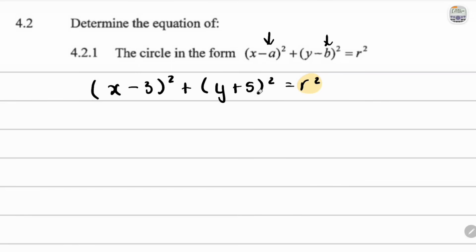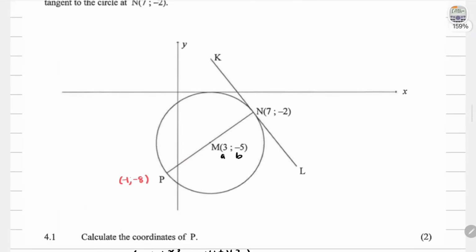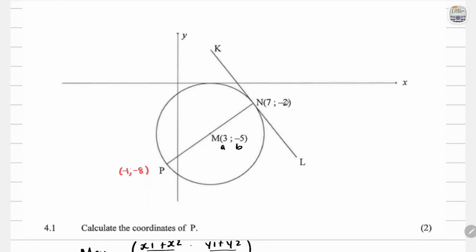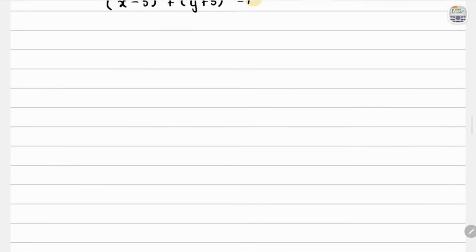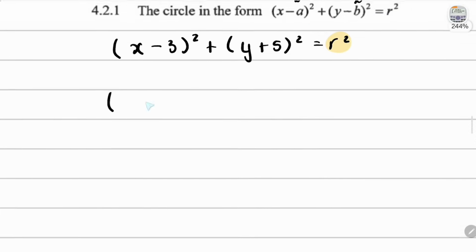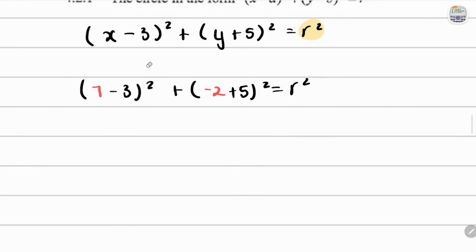So we'll substitute one point on the circle to find r squared. And you can take any point as long as it lies on the circumference. So we can take N, (7, -2), and we'll simply say the x value is 7. So (7 - 3) all squared plus (-2 + 5) all squared is equal to r squared. And then find out what that gives us. Okay, so 7 minus 3 is 4, so 4 squared is 16. And then 5 minus 2 is 3, 3 squared is 9. So that gives you 25. So 25 is equal to r squared.